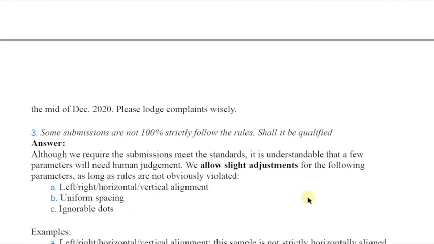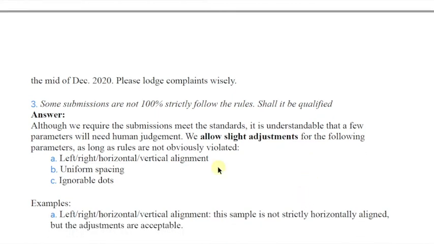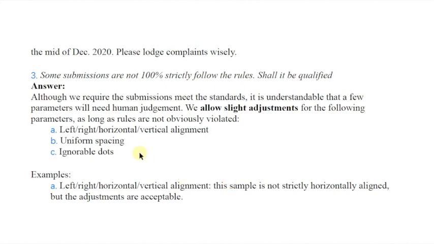Some submissions are not 100% strictly followed. So in that case, should the answer be qualified or not? The answer is, although we require the submission to meet the standard, it is understandable that a few parameters will need human judgment. We allow slight adjustment for the following parameters as long as rules are not obviously violated. For example, left, right, horizontal and vertical alignment, uniform spacing, ignorable dots.